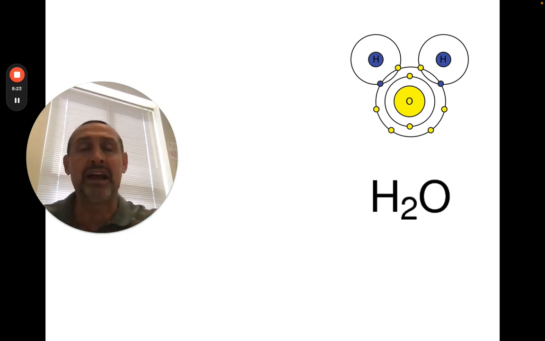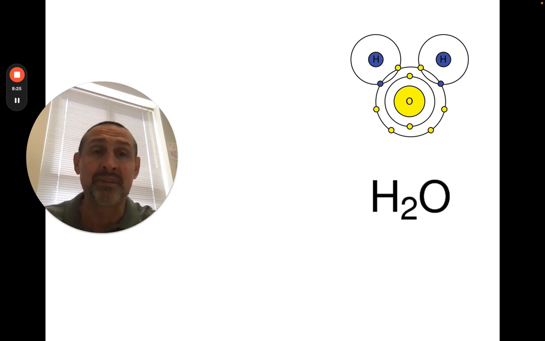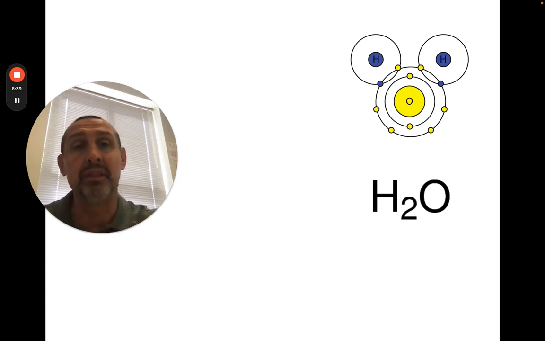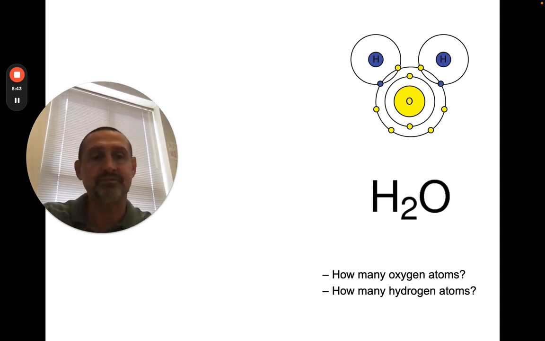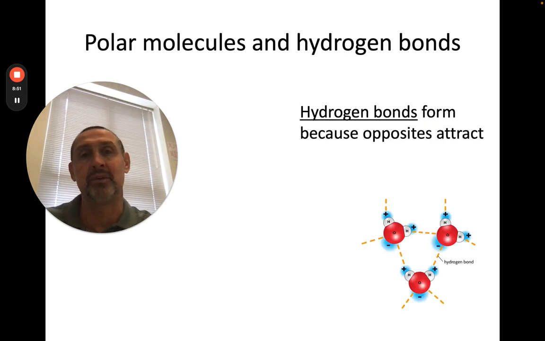Now, if I needed to calculate the molecular weight, I would take the atomic mass of hydrogen, multiply it by 2, because I have 2 of them. And I would take the atomic mass of oxygen. It's going to be 16, so I'm going to add those 2 together. So 16 plus 2, the molecular weight for this would be 18. So we can see there's 2 hydrogen atoms, 1 oxygen atom in that molecule. And if we add it together, we can get the molecular weight.